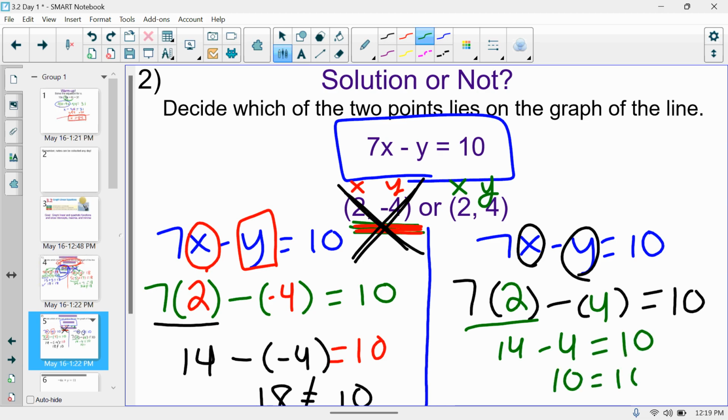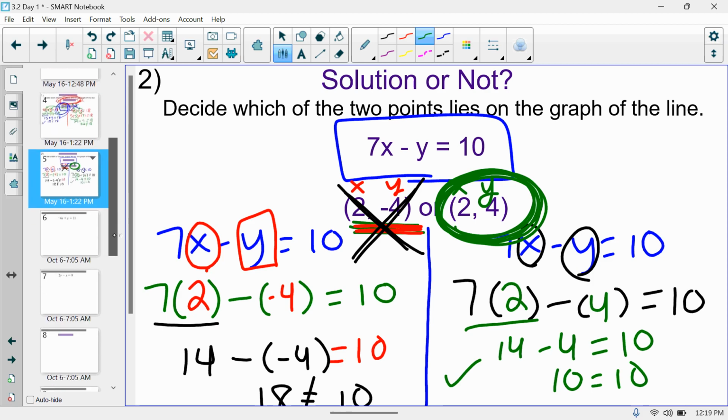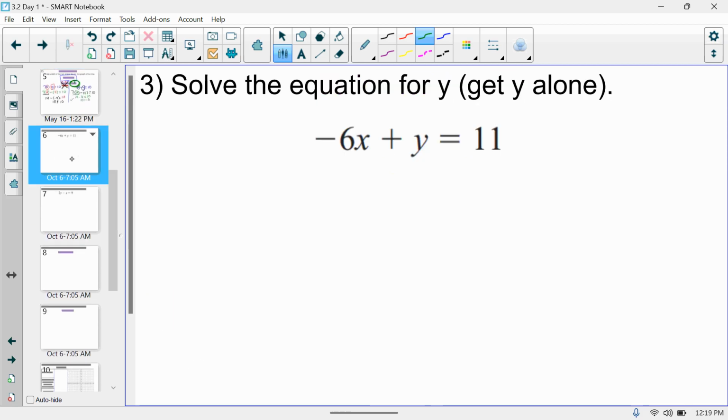It checks out. So make sure we answer the question, guys, which of the 2 points is a solution or which of the 2 points is on the line? This one is. Okay, remember the other one was not because it doesn't come out equal. Questions on that so far at all? Okay, that's one of the 2 concepts that we're going to learn how to do today.